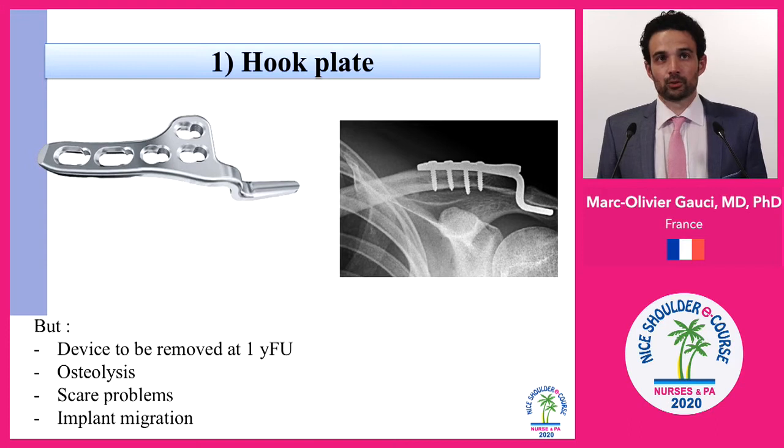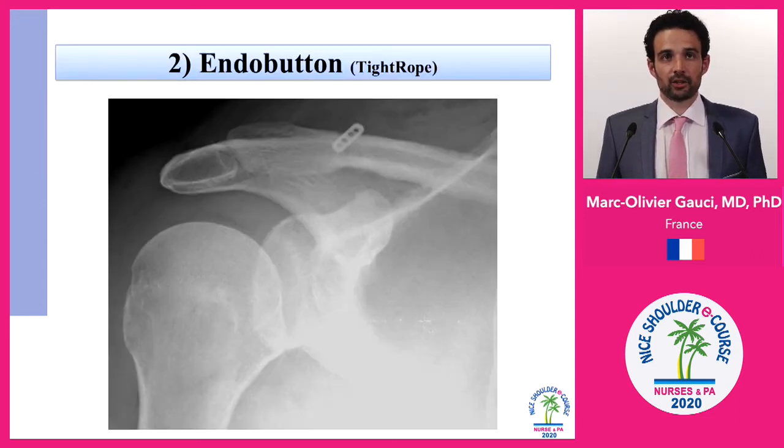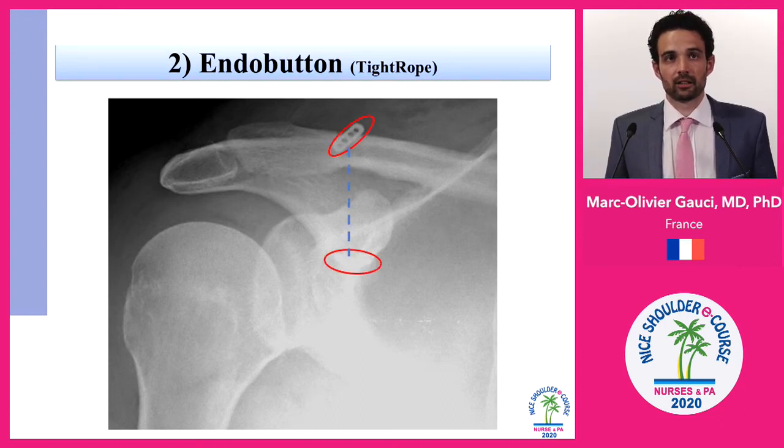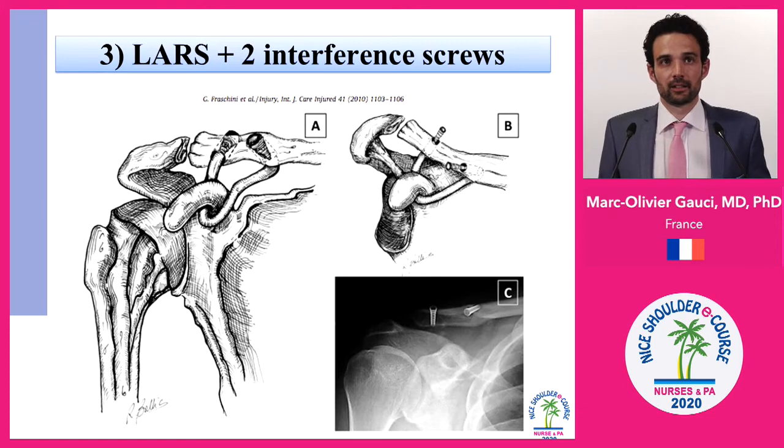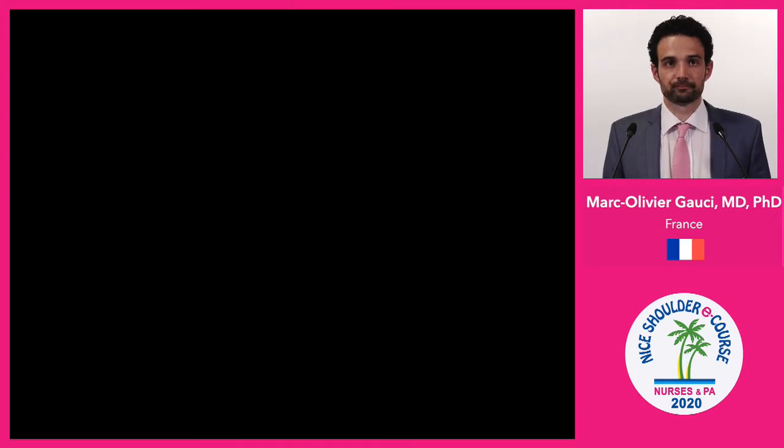Some people try to do hook plates, but the device had to be removed because it bothers under the skin. Most of the time you have to remove it at 1 year. Osteolysis, scale problems, or implant migration. Endobutton is our choice. We'll see a movie about that. And finally, we have some tendon graft that could be used in other teams.